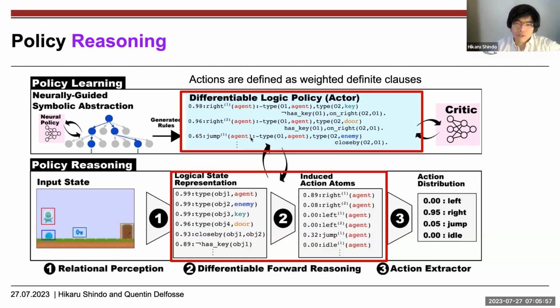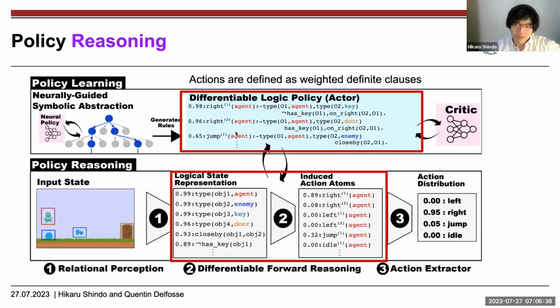As I mentioned, each action is defined by a set of weighted rules, given atoms that describe the state, that derive the action. This rule defines the go right action. This rule also defines the go right action, but with a slightly different reason. And the third rule defines the action of jump, because if the agent and enemy are getting close to each other, the agent should jump, this rule tells you.